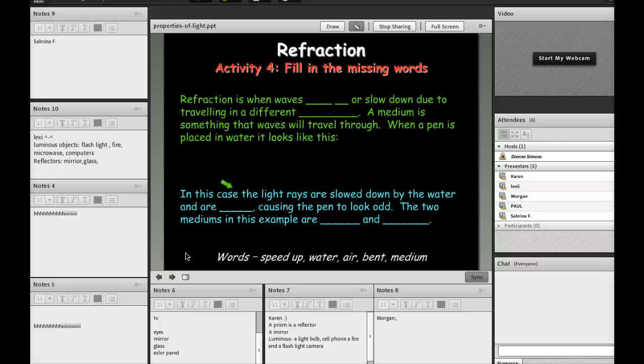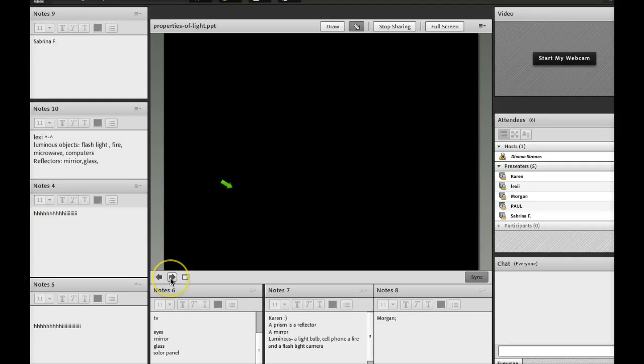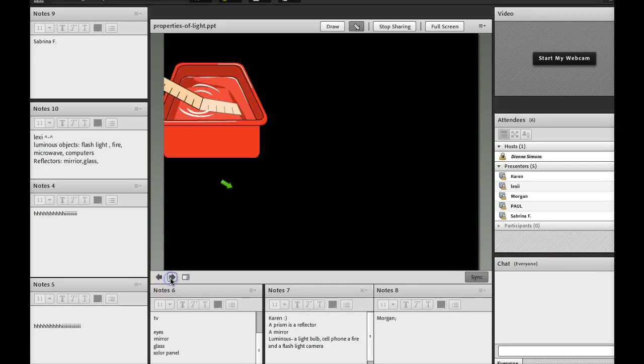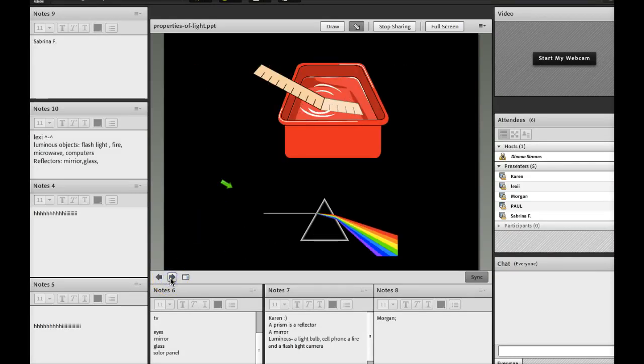air and water. Okay, so that's just kind of another property of light. It looks like it can bend things. So it's kind of cool. Okay. And that's it. This is just pictures. You guys are talking about prisms that are reflectors, and that's true. All right. So that's it.